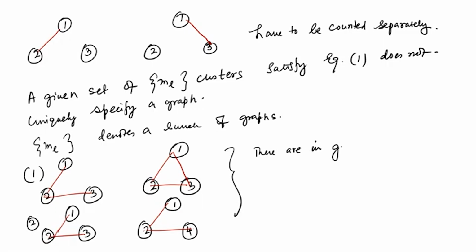By these examples, what we want to say is the following: there are in general many ways of forming an L cluster. So, this set of integers ML specifies a collection of graphs, not a single graph. This is what I want to say.